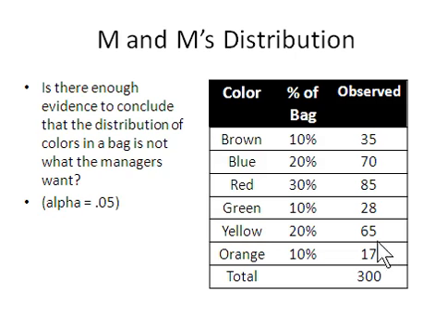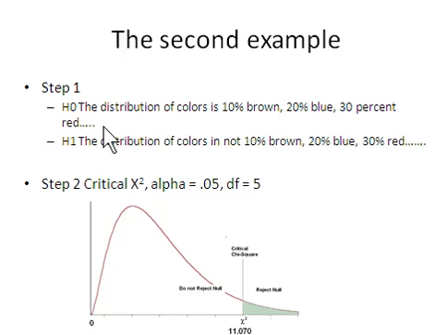Okay, so this would be the observed distribution. Now, what would be the expected distribution here? I'm not saying that the distribution of each of these should be the same, but that the distribution should follow this percentage. Therefore, my null hypothesis is the distribution of colors is 10% brown, 20% blue, 30% red, etc.